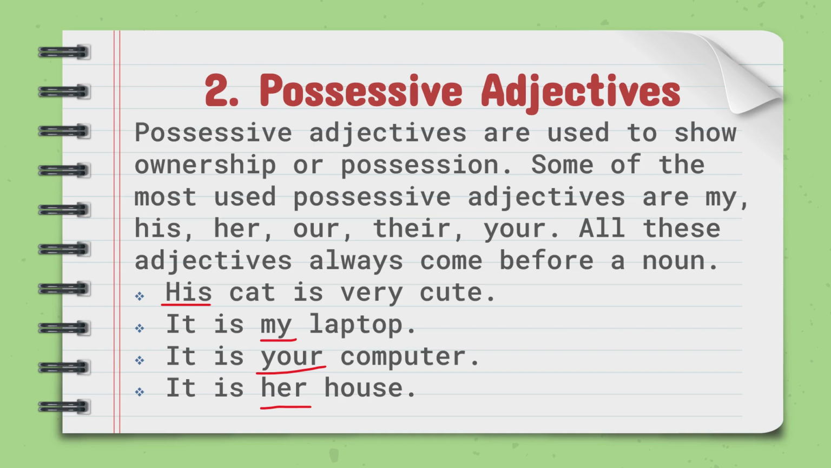Okay, the last example is, it is her house. Whose house it is? Who is the owner of this house? She is. So it is her house. The word her here shows whose house it is. Her here is possessive adjective.